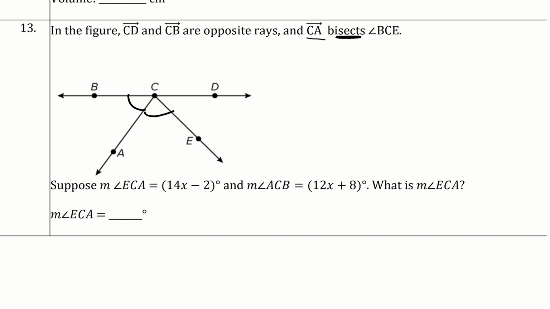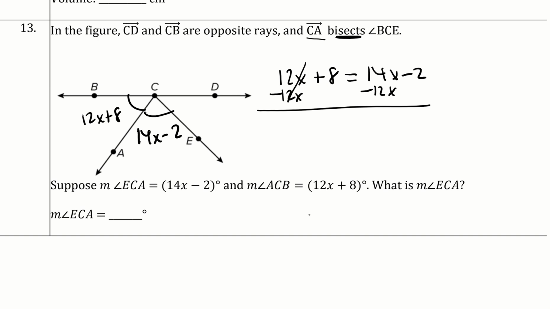Now it says ECA, so that's this angle here in the middle, is 14x minus 2. And they said ACB is 12x plus 8. Well, we established that they're equal because of the bisection that's going on, right? The bisector. So therefore, we're going to set those two equal. All right, and there's my equation, so I can solve it.